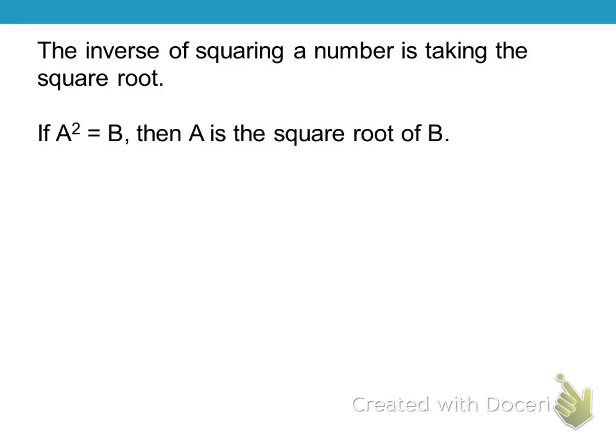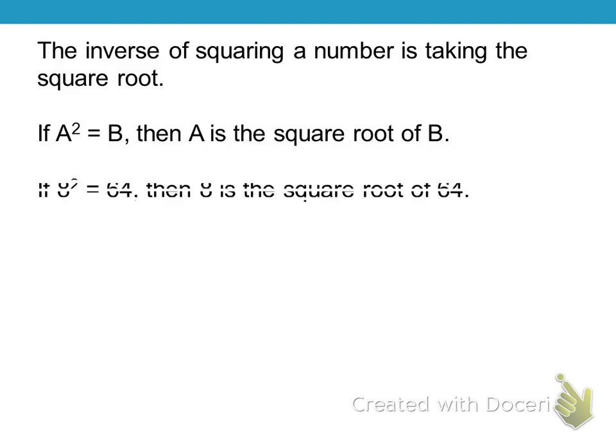So here it is written out a little more formally. This is how you'd see it in a textbook. If a squared equals b, then a is the square root of b. So if I had said, what's the square root of b? You'd think, well, what number times itself gave me that in the first place? And in this case, it would be a. Okay, here it is with real numbers. If 8 squared is 64, and I asked you the square root of 64, you'd tell me 8. So it's just the reverse of squaring something.